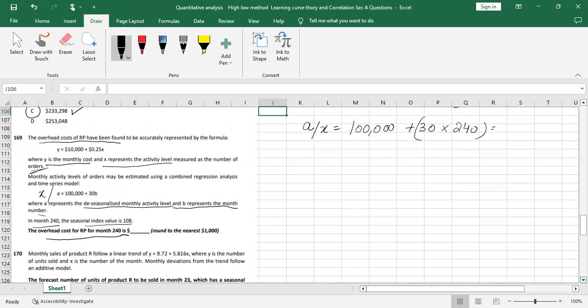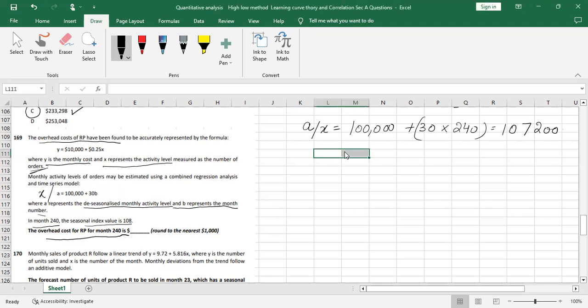30 into 240 plus 100,000. What is the value? 107,200. All of you must have the same value. If you have determined this value, this is not the final answer of X or A, which we need to put in the formula of Y. We cannot put this 107,200 here in X.